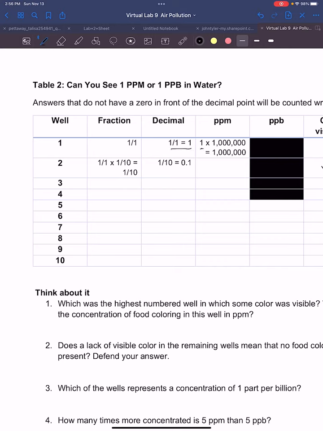And then you take 1 times a million, which is parts per million, and that equals your number. And then you're diluting it by a factor of 1/10 each time. So that first drop that you transferred from well 1 into well 2, remember we took 1 drop? That represents a 1/10 dilution. So 1 times 1/10 equals 1/10. And then 1/10, you take 1 divided by 10, that gives you 0.1.